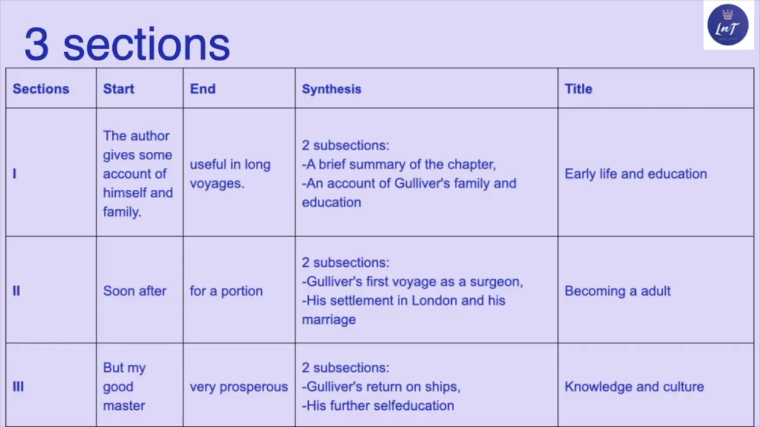It helps understand the main ideas, themes, and characters more clearly. Here we have a table that breaks down the first page of Gulliver's Travels into sections. Each section is numbered in the first column and shows where it starts in the second column and ends in the third column. The fourth column gives a summary of what each section is about, while the last column provides a title for easy reference.